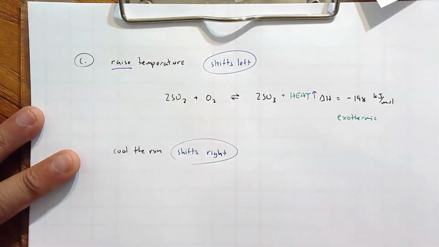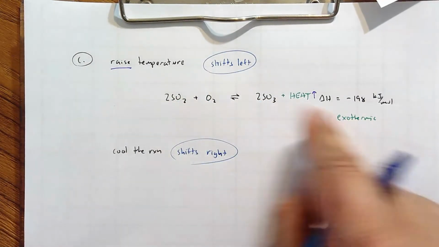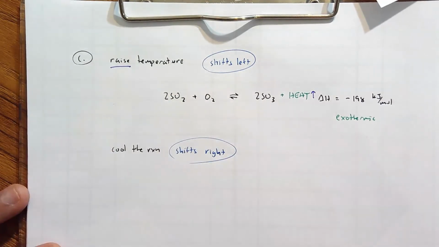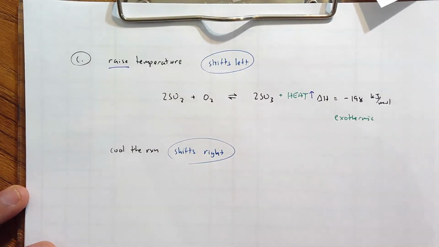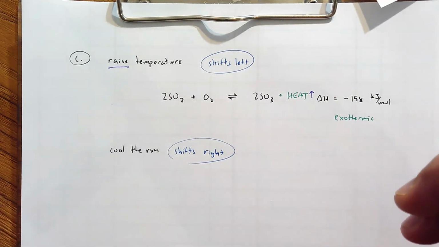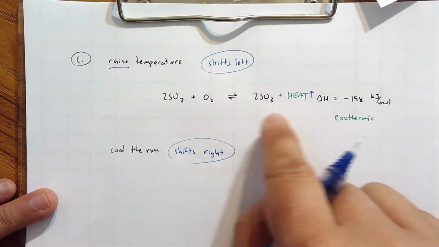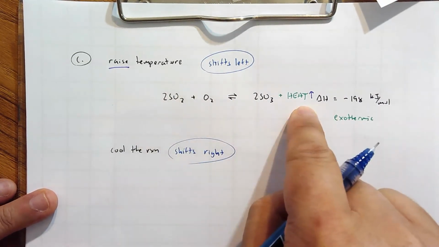You could try to memorize it if you want. You could say, well, for exothermic reactions, if I raise the temperature, it shifts left. If I cool the reaction, it shifts right. But if I was trying to do that, I'd be very afraid that I would get it backwards. Or you could think of it as, well, let's make heat either a reactant or a product.